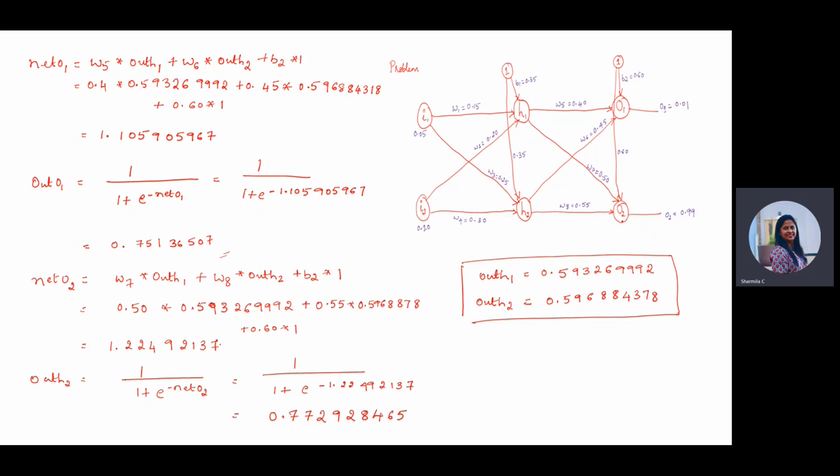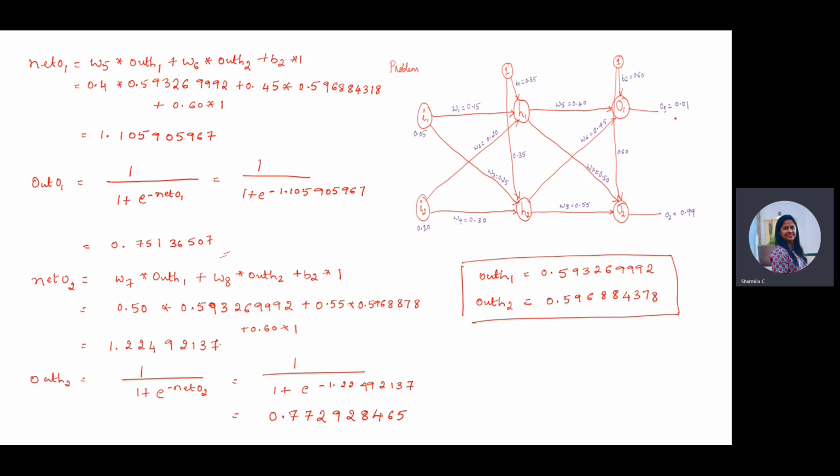In a similar way, do the computation at the node O2. The input to this is the output obtained from the H1 node and H2 node, which is given here. Take these as the inputs to this node, multiply them with the weights, add the bias, then process through the activation function, and you will get the answer 0.77292845. So this is the output obtained from O1 and O2.